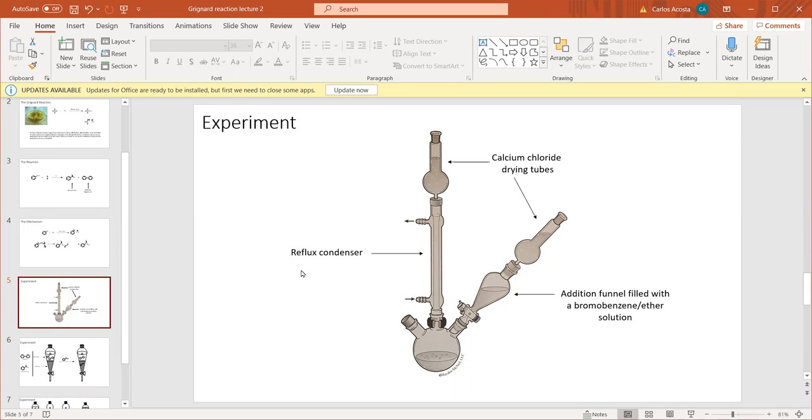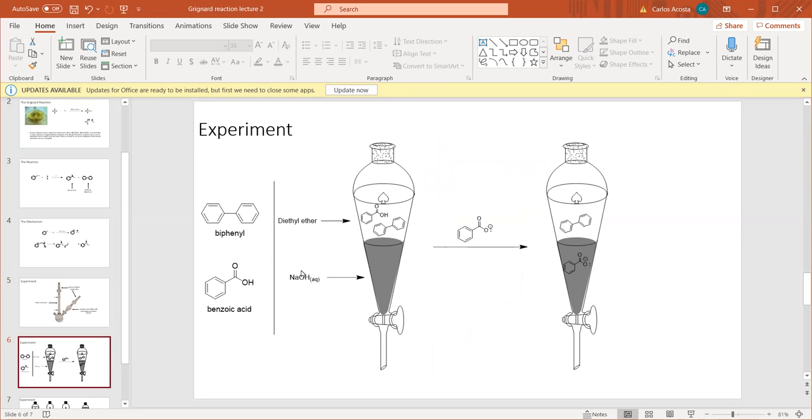Now, once we have this solid product, it's not pure. It is a mixture of biphenyl and our desired product, which is benzoic acid. Now, to separate this, we do exactly what we did in the extraction experiment, where we wanted to separate methoxybenzene from benzoic acid, but this time we're just separating biphenyl and benzoic acid. But it's the exact same idea. We're going to dissolve our solid mixture into diethyl ether. So we have a biphenyl benzoic acid mixture in diethyl ether.